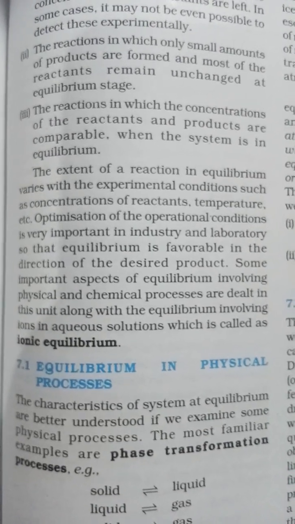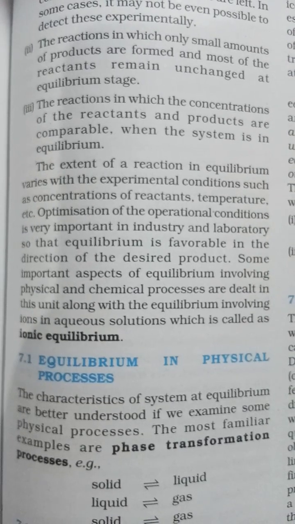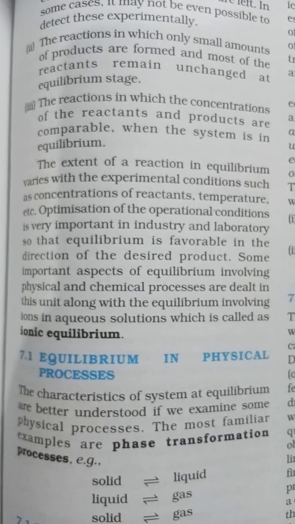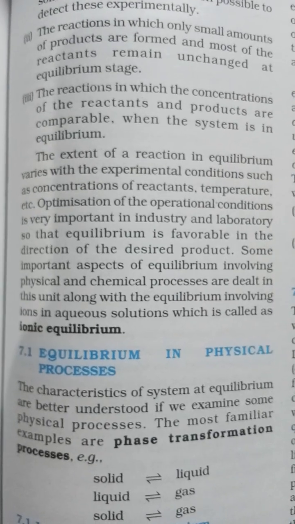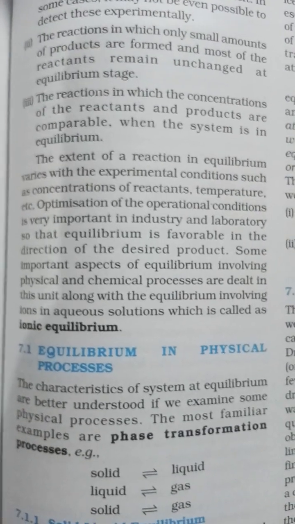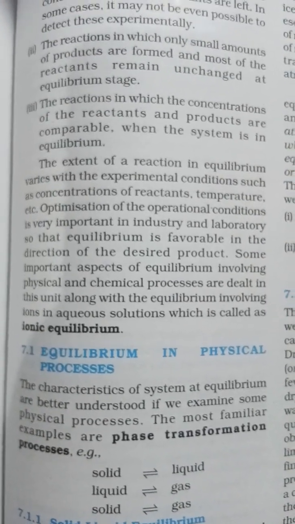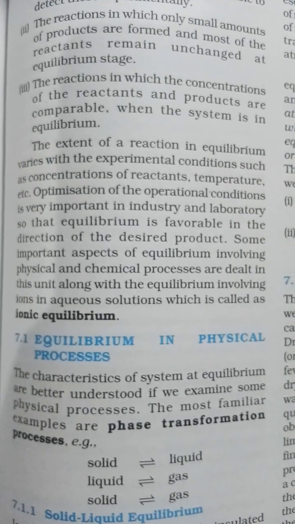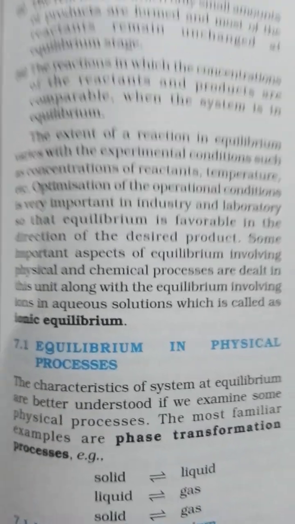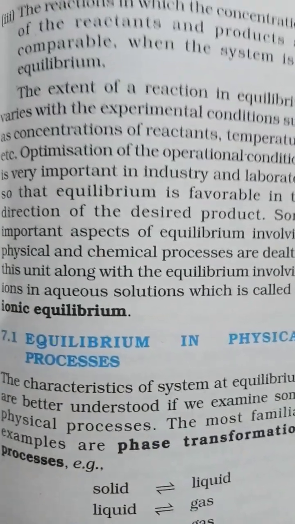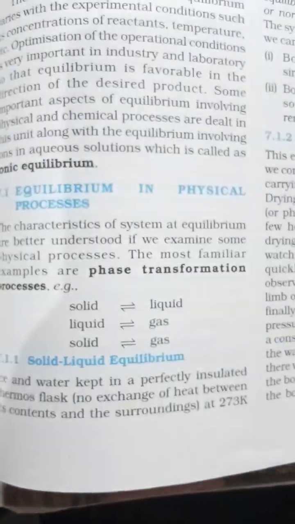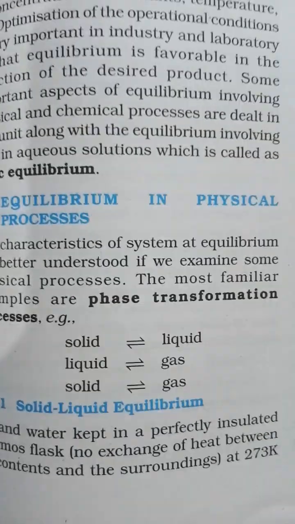Optimization of the operating conditions is very important in industry and laboratory, so that equilibrium is favorable in the direction of the desired product. Some important aspects of the equilibrium involving physical and chemical processes are dealt with in this unit, along with the equilibrium involving ions in aqueous solutions, which is called ionic equilibrium. So we will discuss equilibrium in physical processes in the next video.